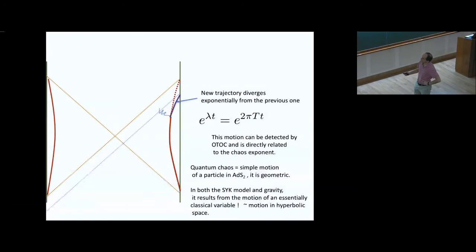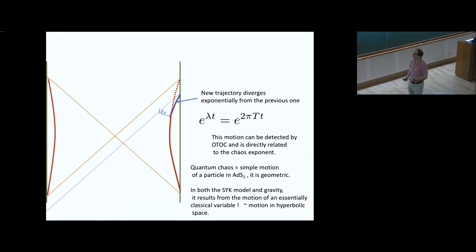One point I was going to make here. These two trajectories look very close to each other, but really in the AdS metric they differ by an amount that grows exponentially with time. I mean, this motion in AdS2 is roughly like motion in hyperbolic space, where you take two trajectories that are close by and then they deviate. And that deviation between the two trajectories is related to the chaos growth. And the growth with time is precisely this exponent.